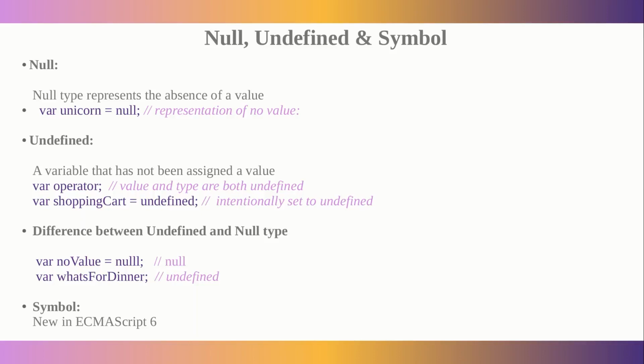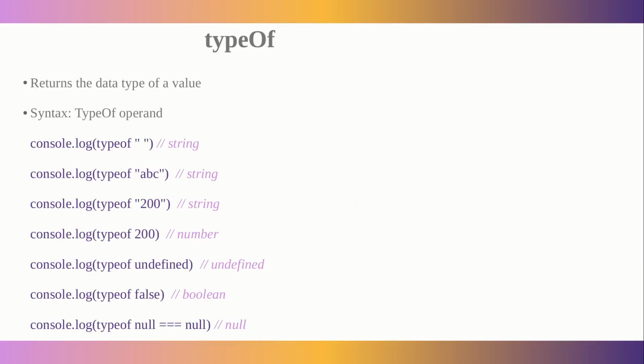In case you are ever confused on what data type a particular value is, you can use typeOf. TypeOf is an operator that will return the data type of an operand. An operand, by the way, is defined as the thing that is being operated upon. Its syntax is as follows: the keyword typeOf followed by the operand. That is the thing you want to find the data type of. And here you can see various examples of data types and the console log of the type for each.